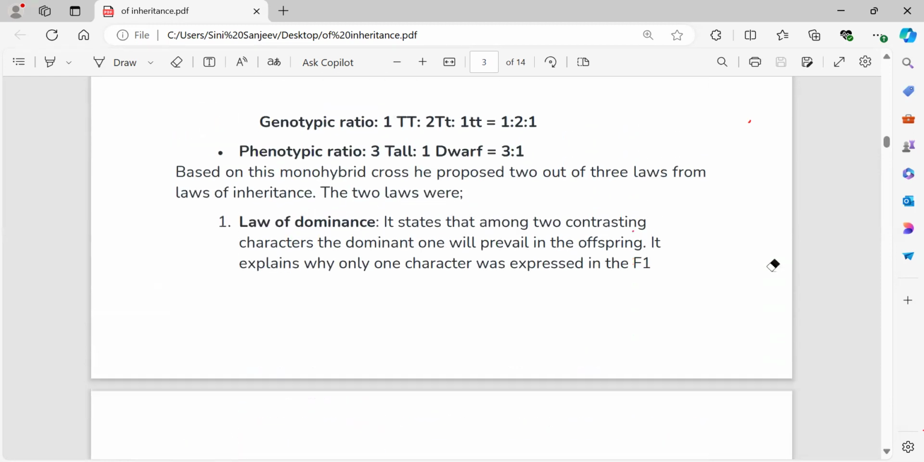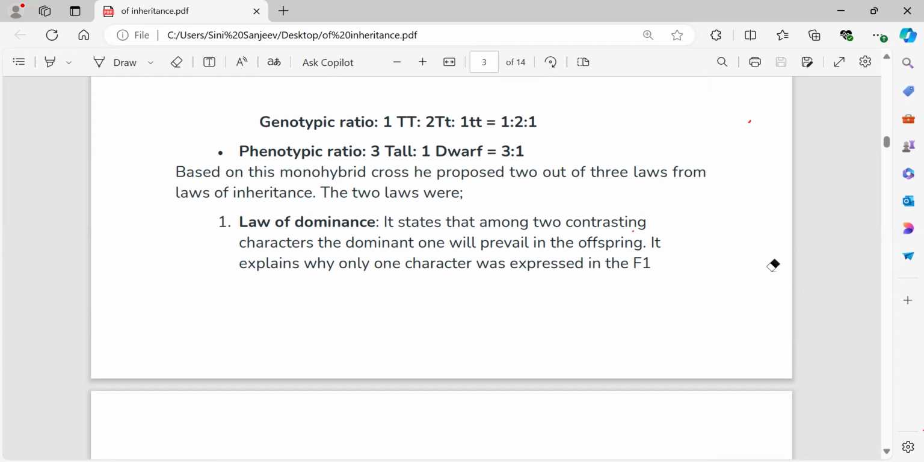Now, what is the law of dominance and the law of segregation? Dominance means one such character present in that particular gene is always dominating. It will express itself, keeping the other suppressed. So this is called the law of dominance. What does it state?